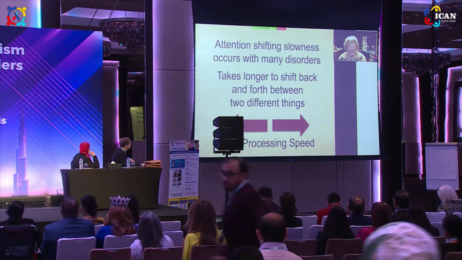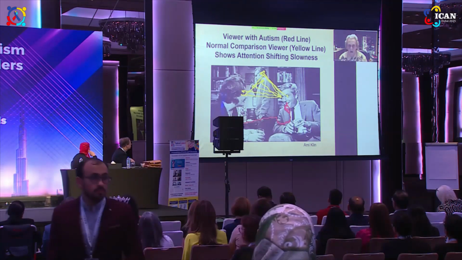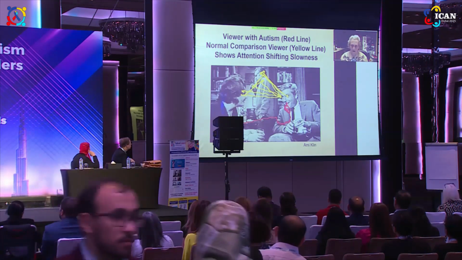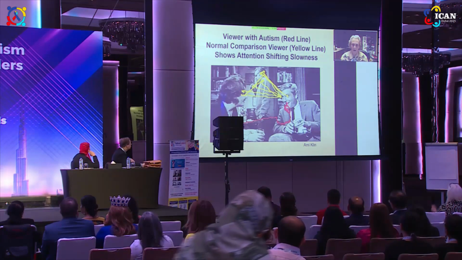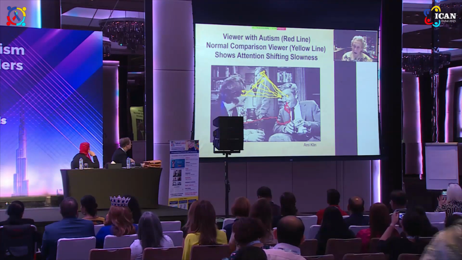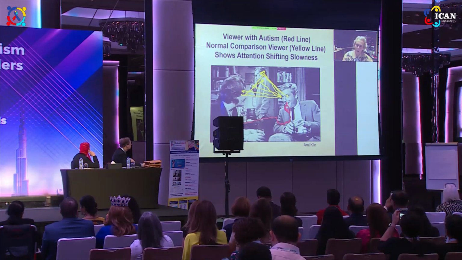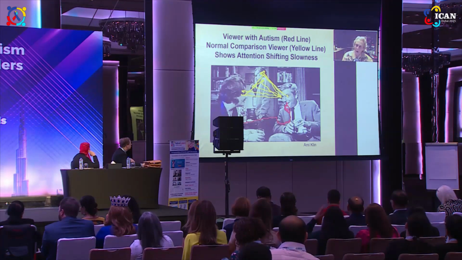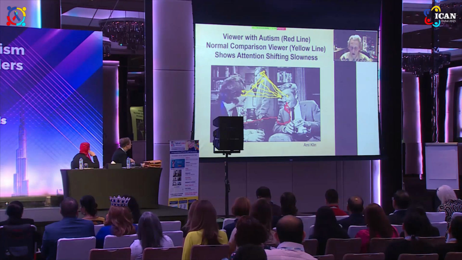The next slide shows attention shifting slowness. It's an old Ami Klin slide, and look at how the normal person's looking at the eyes. But the other more important thing in this slide is look at how many times the normal person looked back and forth compared to the autistic person who's trying to lip read. Attention shifting slowness.